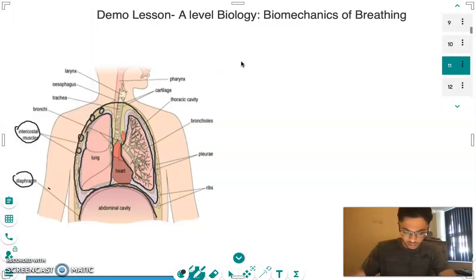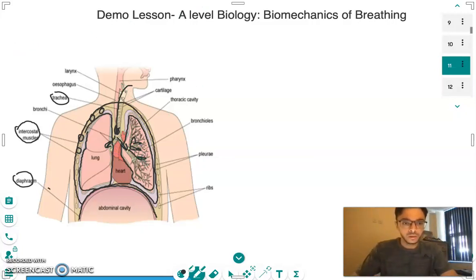Next, how does air get into the lungs? So here we have something called the trachea. The trachea brings the air into the lungs, and then the trachea kind of goes into two bronchi, which then splits into bronchioles, and that gets the air to where it needs to go in the lungs.